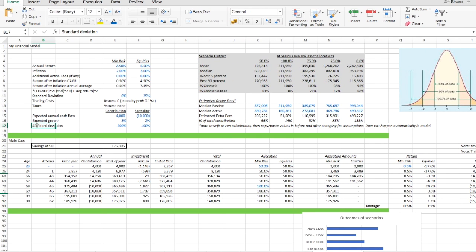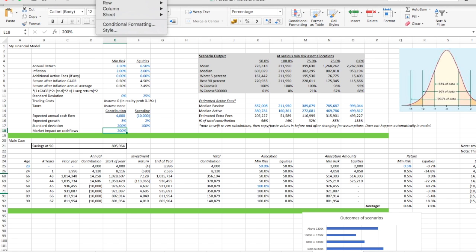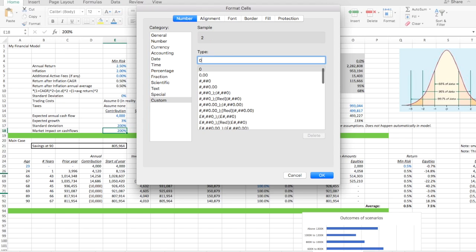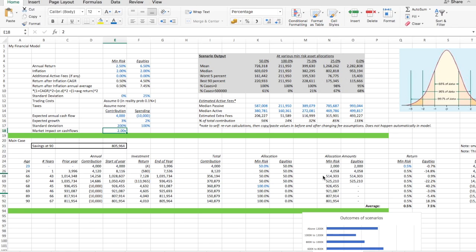So market impact on cash flows. And let's make this, this should not really be an X. So what we can do is format cells. Let's make this an X. So the multiple, we have custom, so 1.00 X like that. Does that work?